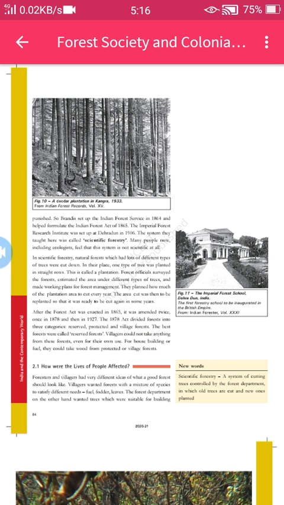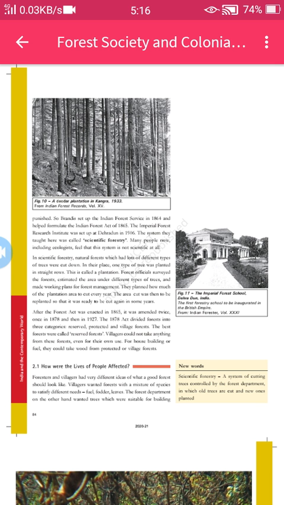The chapter is Forest, Society and Colonialism. Colonial things were developed when we are understanding forest and society. So, continuing that chapter, we are discussing the rise of commercial forestry.